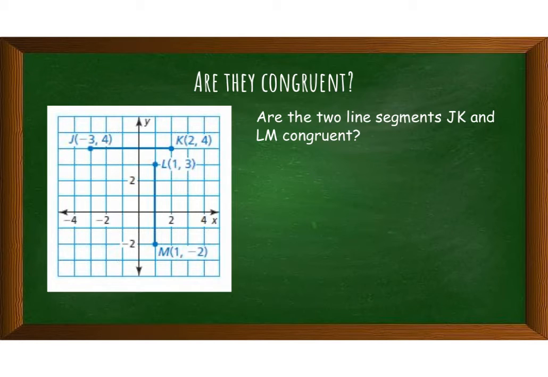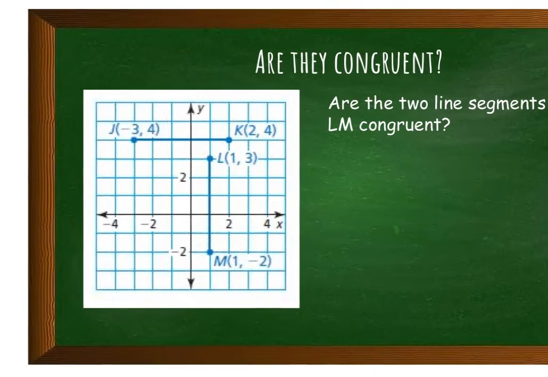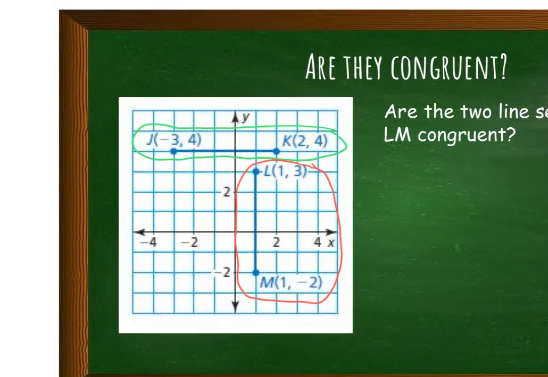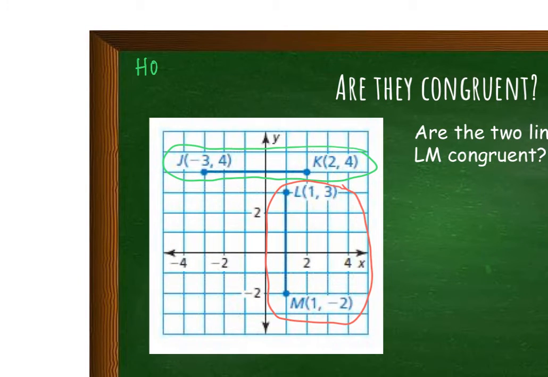Are they congruent? So we've got two line segments, JK and LM, over here on our left. I am going to use two different colors so I don't confuse anyone. Let's circle J and K in green. And then let's circle in red L and M. Okay? So let's go ahead and take care of J and K. Now, first off, what I want you to write on the top is horizontal. Since this is a horizontal line, we are going to use the x coordinates. So use x coordinates.